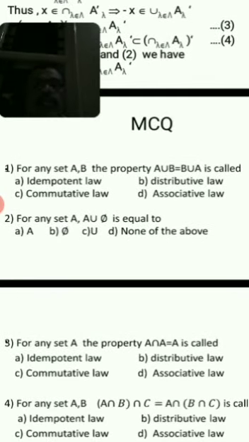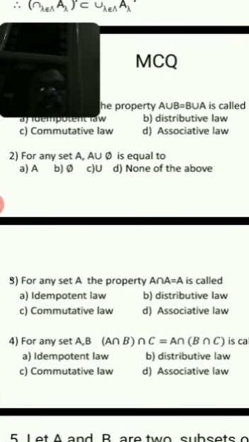The next question is a multiple choice question. For any set A, A union the null set is equal to: answer A, A; answer B, null set; answer C, universal set; answer D, none of the above. So A union the null set is A only. Answer is A. Then the third one: for any set A, the property A intersection A is equal to A is called idempotent law, distributive law, commutative law, or associative law. A intersection A becomes A, and this is the idempotent law.